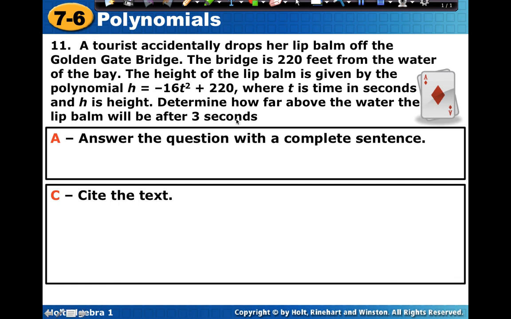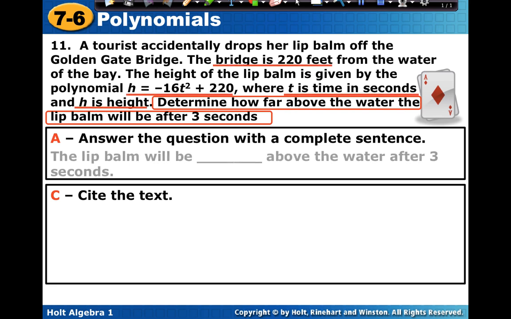So you actually don't have to write it down. You're going to put what's important into your cite box. So first thing we're going to do, though, is look at the answer. It says, answer the question in a complete sentence. Our question is determine how far above the water the lip balm will be after 3 seconds. So we're going to turn it into a complete sentence answer. We're going to say the lip balm will be blank above the water after 3 seconds. We don't know that answer, but we can restate the question in a complete sentence and just leave a blank for when we actually do get the answer in a few minutes.